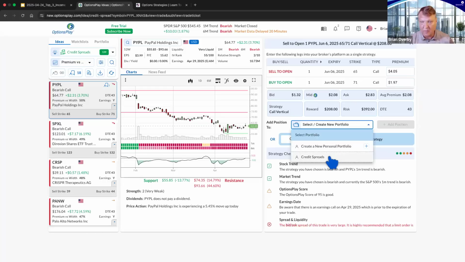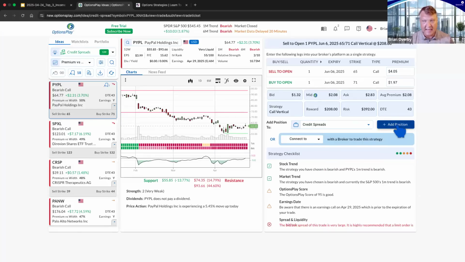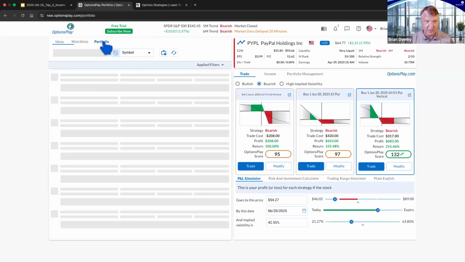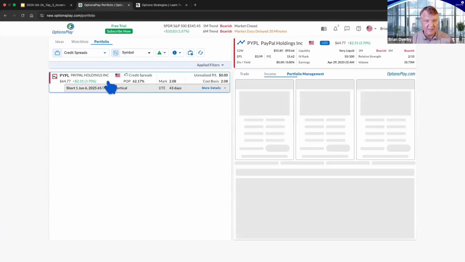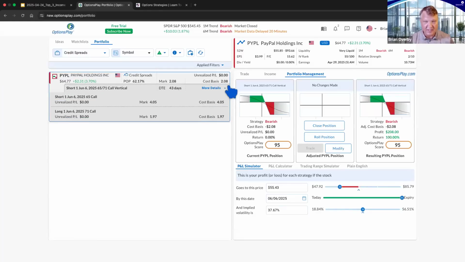So in this scenario, I'm going to select a portfolio, and the portfolio that I'm going to select is called credit spreads because I named that. If I want to add a portfolio, I can, and I click credit spreads, and then I click add that position. And it shows me that that position has been added into my portfolio. Now, if I go over to the portfolio and look at this, this is the trade. It shows me where my cost basis was, based off of the midpoint, $2.08. Now, obviously the markets are closed right now, so you can put this trade in after market hours if you would like to. You're just doing it for your own tracking.